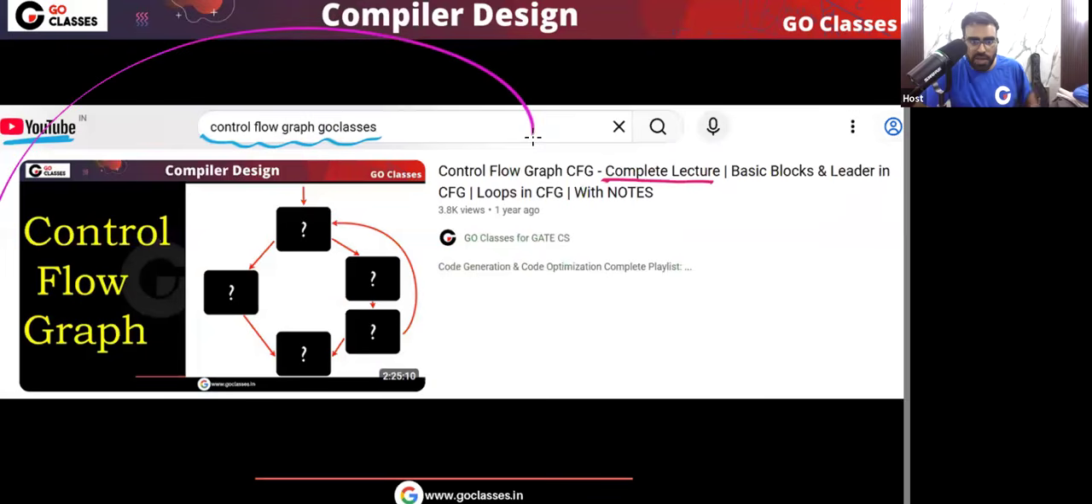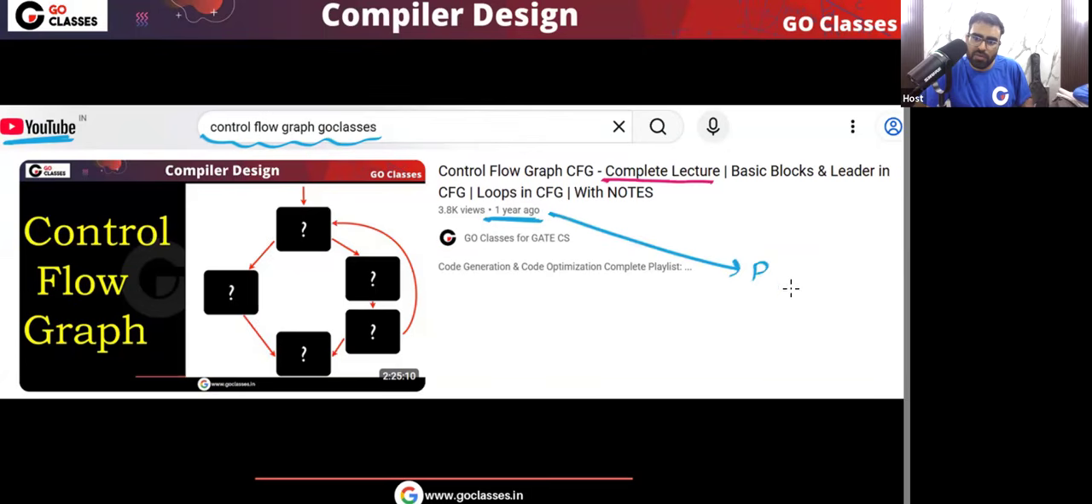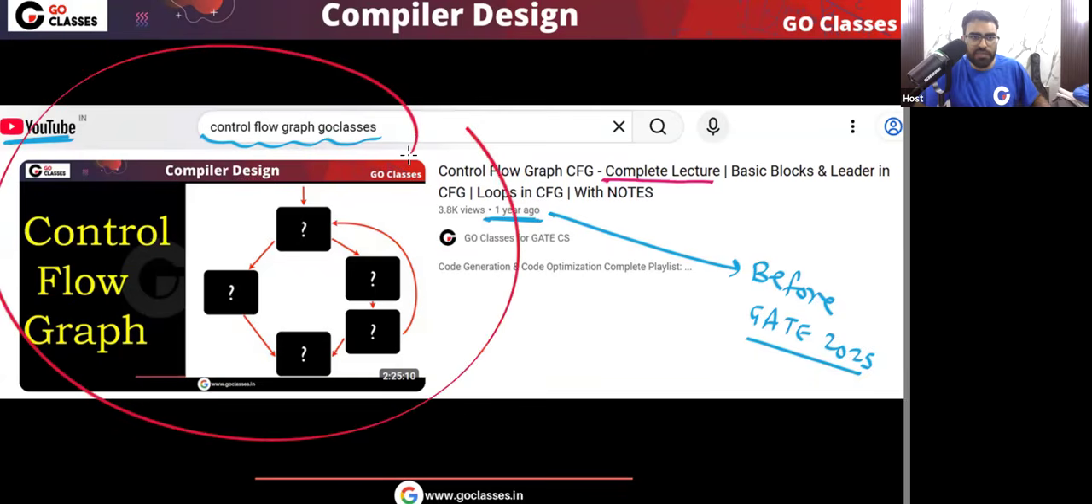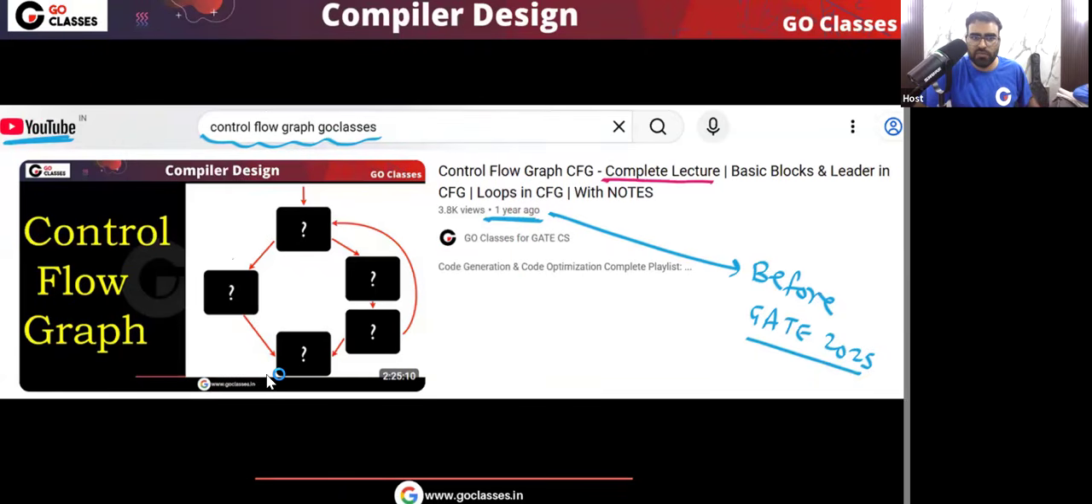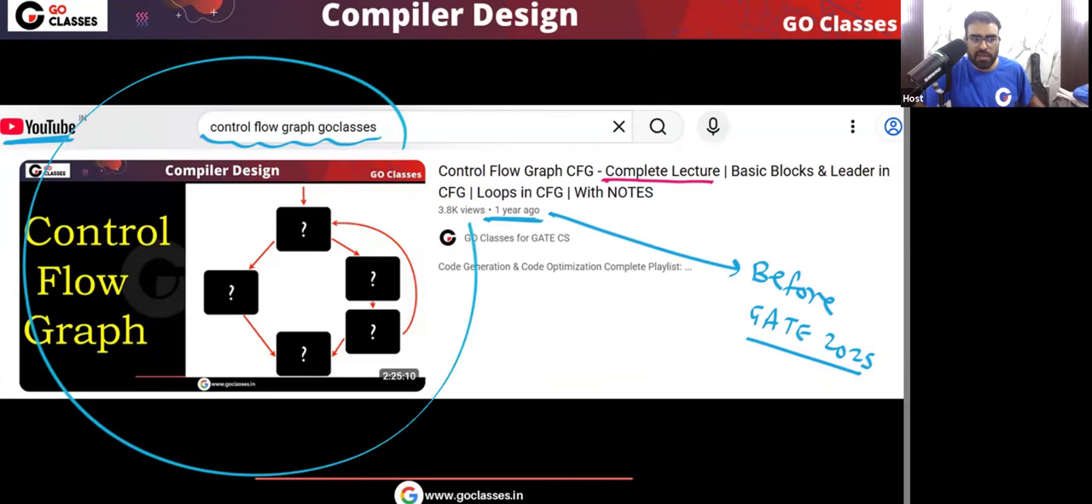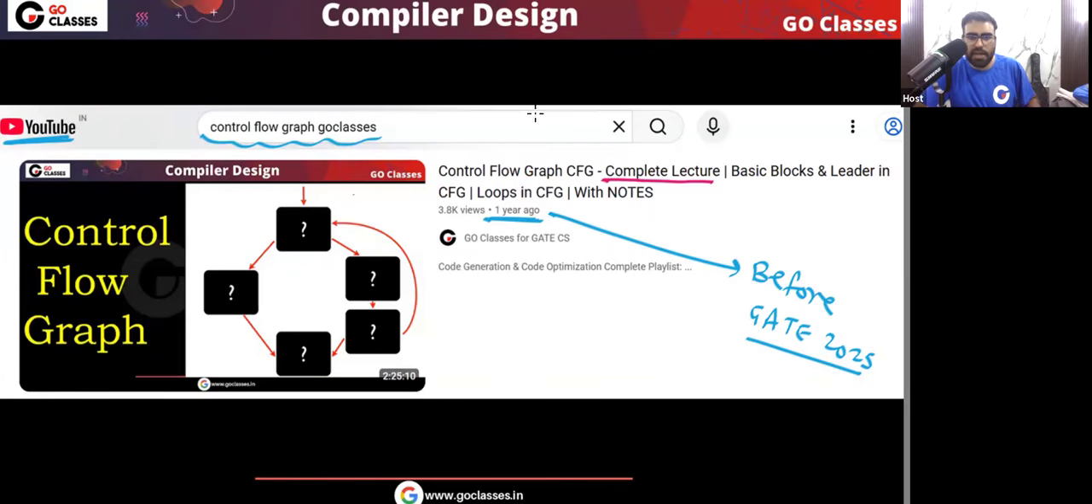In this lecture, which I uploaded 1 year before the GATE 2025 exam, I specifically mentioned 2 times, with the help of 2 examples, that basic blocks and entry node, exit node are separate things. Entry node and exit node are special nodes in the control flow graph. These are not basic blocks.